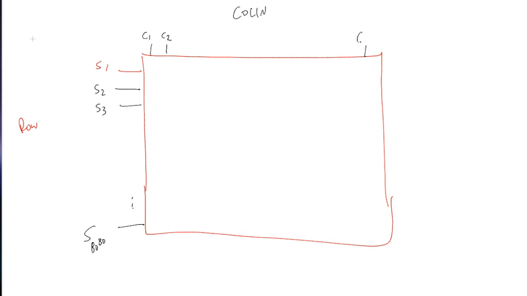And similarly, Colin can write all of his strategies over here. And in each box of this matrix, the value is either going to be 1 or -1. Either Alice is going to win or Bob is going to win. It's a zero-sum game.